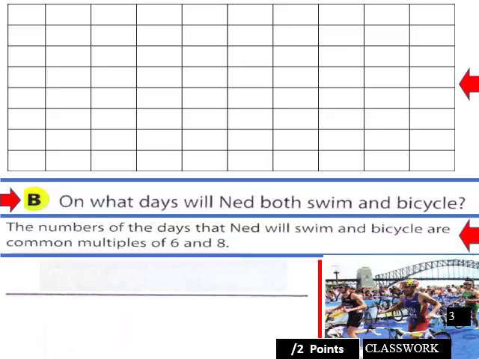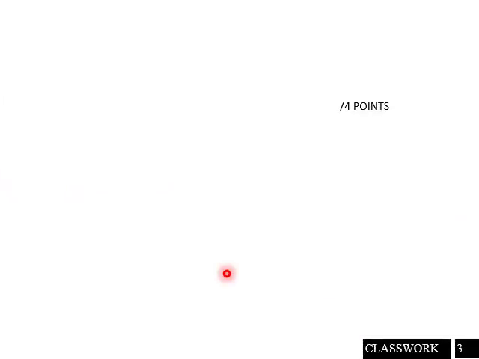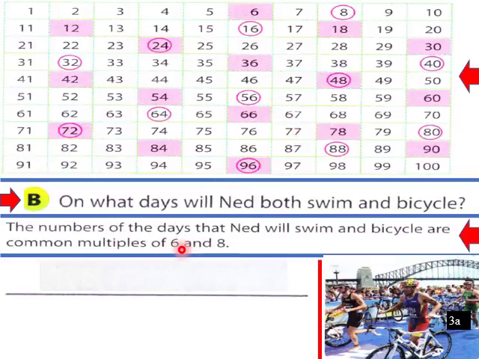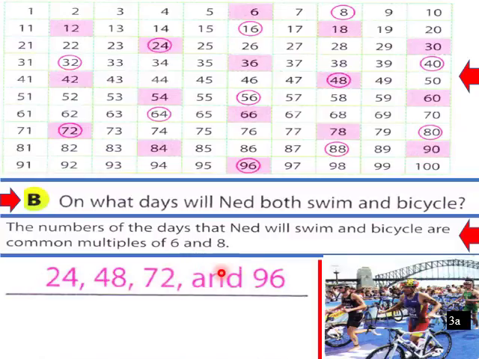And then we continue filling that in. On what days will Ned both swim and bicycle? Well, we saw that on the other chart: on 24, 48, 72, and 96. Those would be days that are common multiples of 6 and 8. Here's this chart again. On what days would he swim and bicycle? It would be 24, the days that are shaded and circled. Those would be the days that he would both swim and bicycle. The number of days are common multiples of 6 and 8, and here they are again, 24, 48, 72, and 96, circled so you don't miss them.